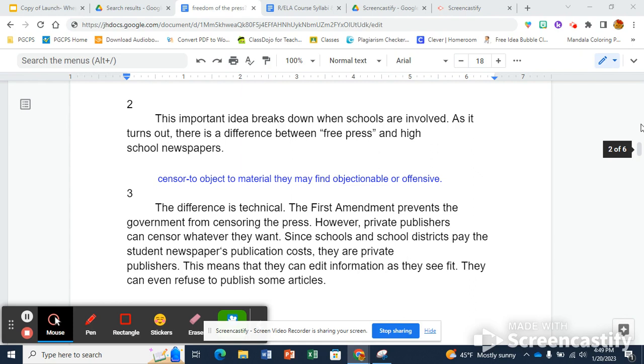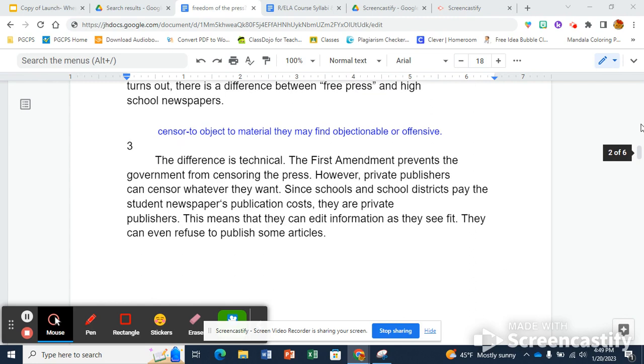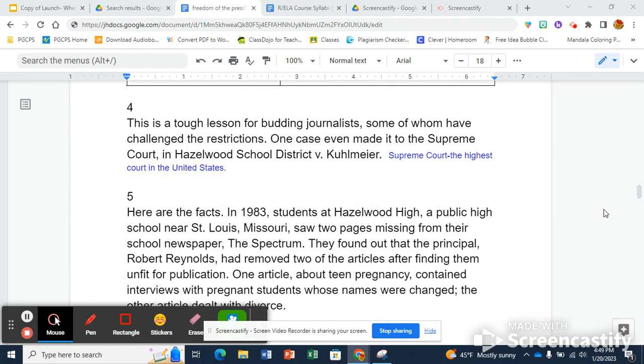The difference is technical. The First Amendment prevents the government from censoring the press. However, private publishers can censor whatever they want. Since schools and school districts pay the student newspaper's publication costs, they are private publishers. This means they can edit information as they see fit. They can even refuse to publish some articles. This is a tough lesson for budding journalists, some of whom have challenged the restrictions.